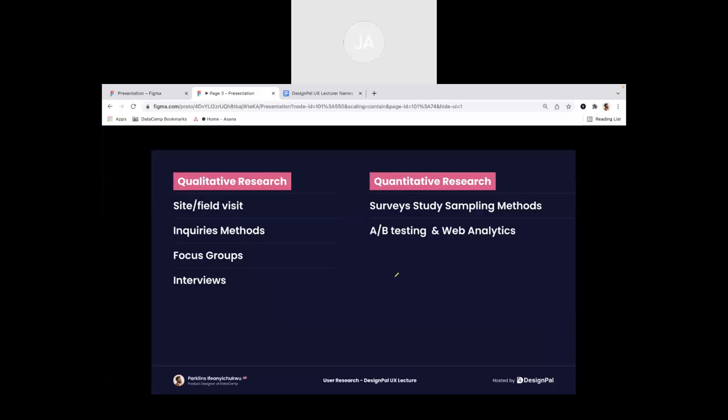Okay, so if you're trying to create a coaching website, you want insights, right? The insight you want is insight about the users, and the best way would not be to conduct A-B testing. You will not learn about the users when you put the two websites side by side. You'll be learning about the website instead, right? A-B testing is a method or a technique you use when you've already started the design process.